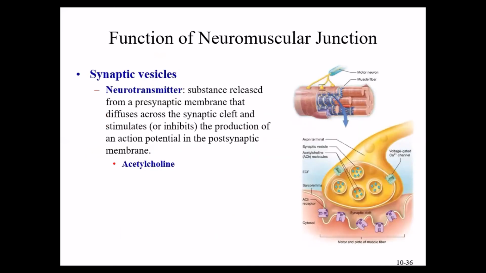Again, synaptic vesicles store up chemicals, and those chemicals are called neurotransmitters, and you can see the definition there. These are chemicals or substances that get released from the presynaptic membrane. We'll talk about this process in just a minute. They diffuse across into the cleft area of the synapse, and they can stimulate or inhibit an action potential on the next membrane. So they're in charge of bridging the gap from the axon here to the cell membrane here.